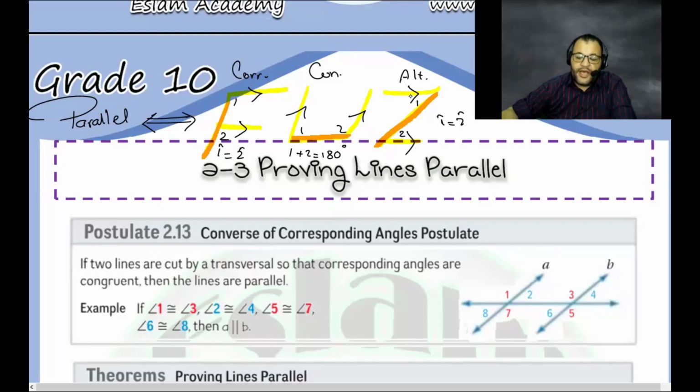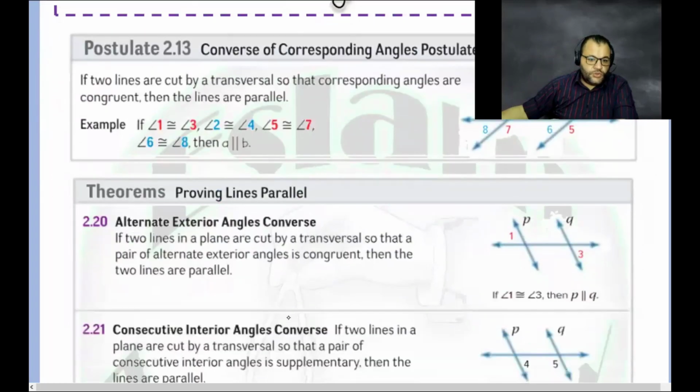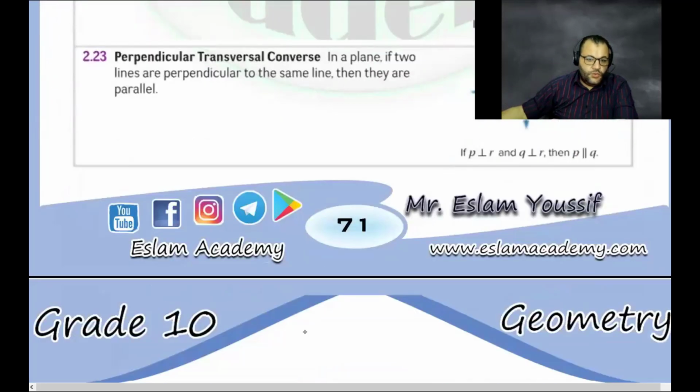The last one, if we have alternate angles, two angles in alternate positions, on different sides of the transversal, and both of them are interior or both of them are exterior, and they are equal in measure, then we will have parallel lines. You understand the point now for this one? Okay. So we can start solving.